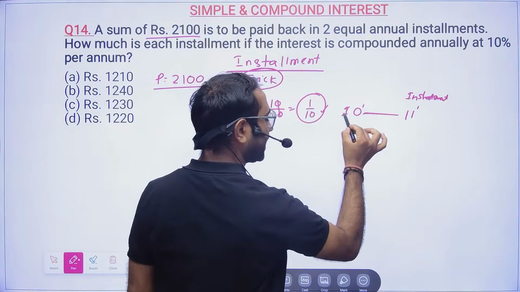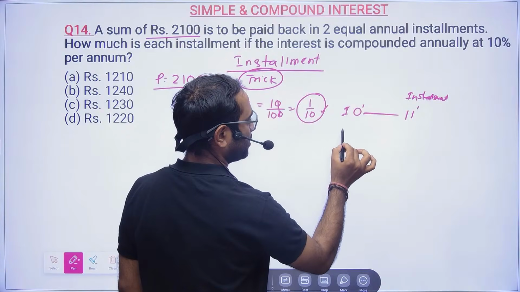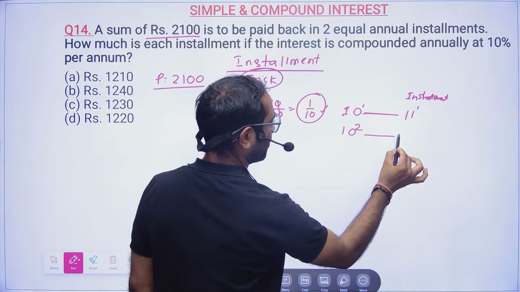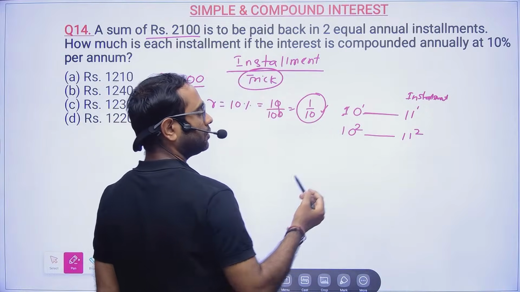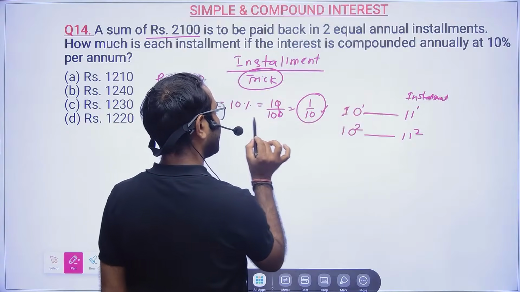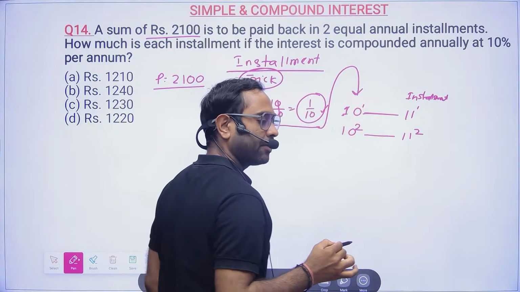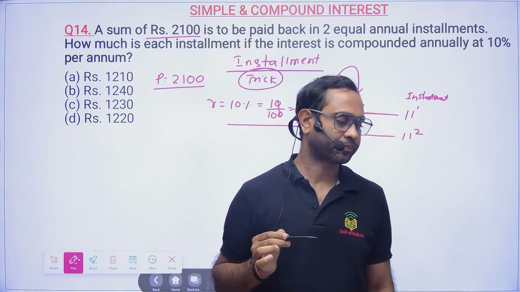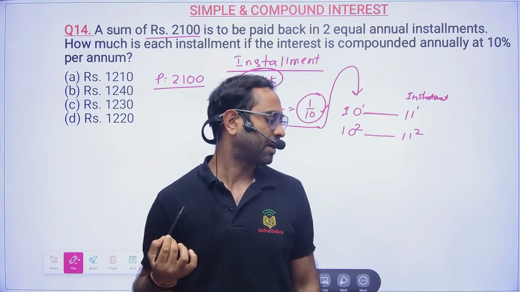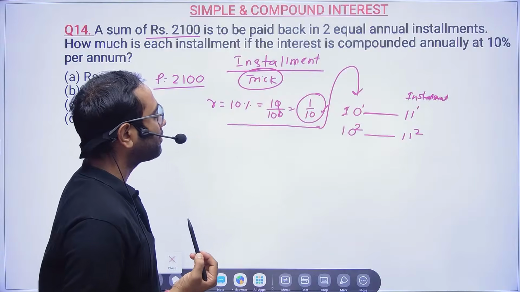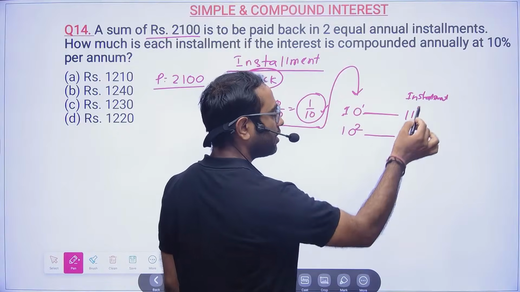For the first year you write 10 to the power 1 and 11 to the power 1. For the second year, 10 to the power 2 and 11 to the power 2. That's all. But now you can ask me one question: sir, I understood what you did, but the installment will always be the same. Okay, so the installment will always be the same. But sir, here you see 11 square and 11 to the power 1. That is the problem.